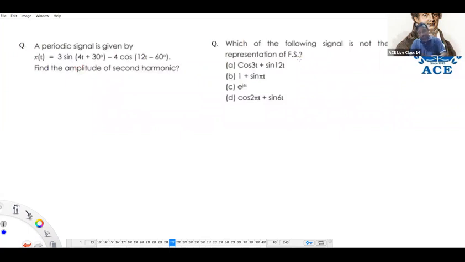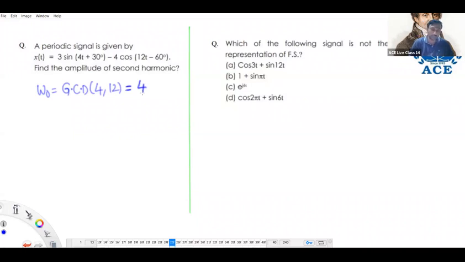See this first example. A periodic signal is given by an expression which is a sum of sine and cosine. What is the amplitude of the second harmonic? Everyone tell me what is the fundamental frequency here. 4 and 12 are the given frequencies. So what is the fundamental frequency of the signal? GCD of 4 and 12 is 4. Correct or not? Fundamental frequency is 4.